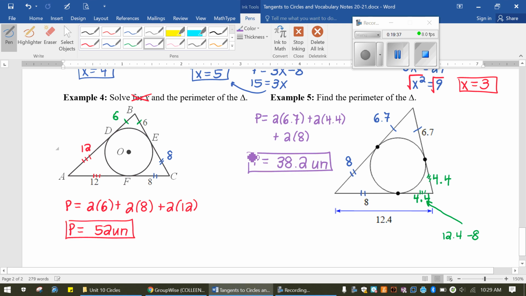Okay, so that's the tangent properties. The vocabulary is on the front, and we've got the properties there on the back. It should follow along pretty closely with the practice homework that you have to do for today. So get started on that. Have a good day, guys.